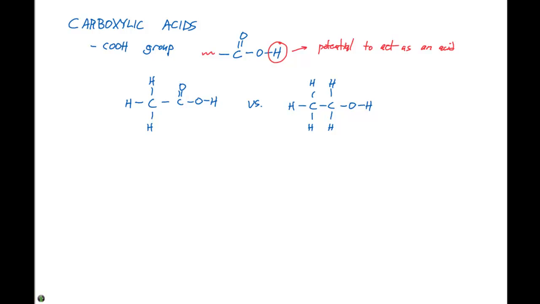So let's compare our carboxylic acid here on the left versus a very similar molecule that is not considered to be a carboxylic acid because it doesn't have this double bonded oxygen to it. Here we have a Ka equal to 1.8 times 10 to the minus 5, where the Ka for this particular molecule is 1.3 times 10 to the minus 14. So the question we want to ask ourselves is, why do we see such dramatic difference in acid strength?